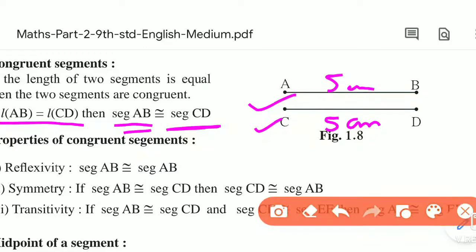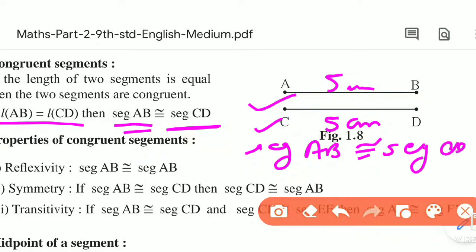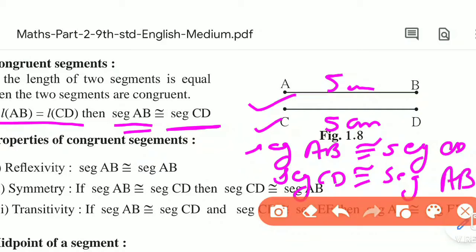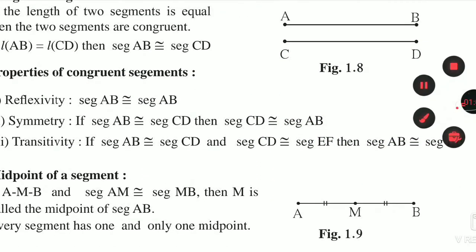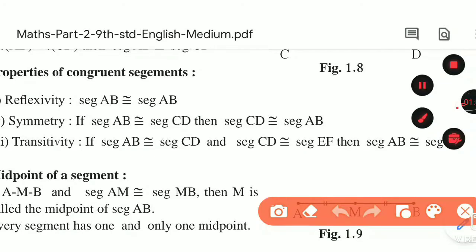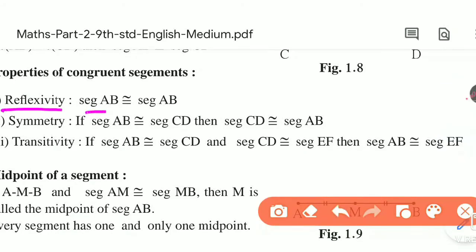Okay, then we can write it as length of seg AB is congruent to seg CD, otherwise seg CD is congruent to seg AB. You can say both ways. After that we will see the properties of congruent segments. The first property is reflexivity. AB is congruent to AB, which means every segment is congruent to itself.